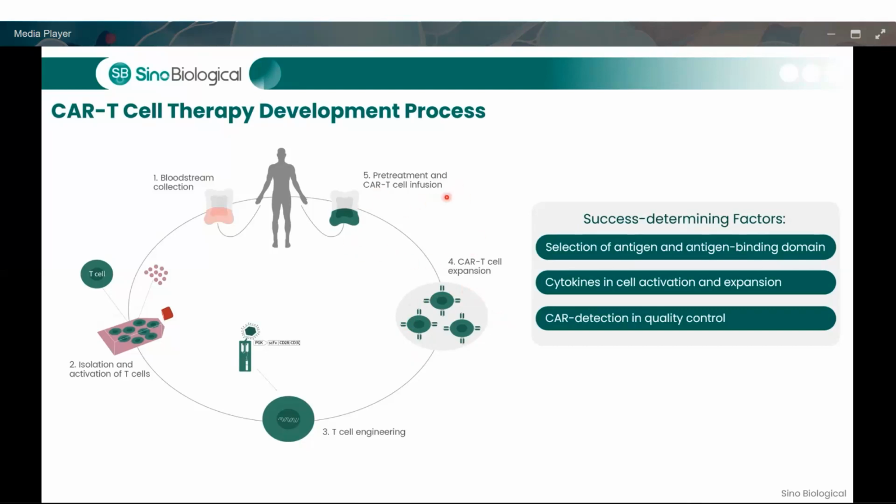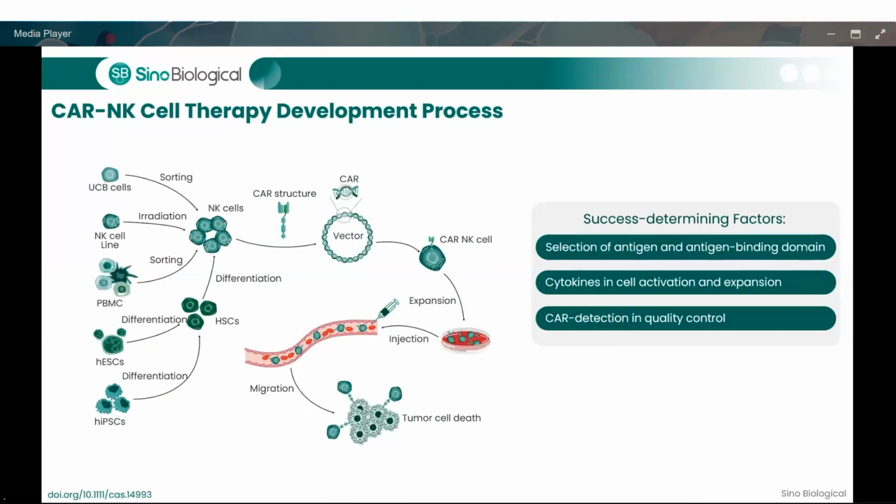After the quality control testing of the CAR-T cells, the prepared high-quality CAR-T cells are infused into the patient to target the cancer cells while avoiding damage to normal tissue. There are several success-determining factors regarding CAR T-cell therapy development, including selection of antigen and antigen binding domain, cytokines enhancing the cell's activation and expansion, and eventually the CAR detection in the last step, quality control.